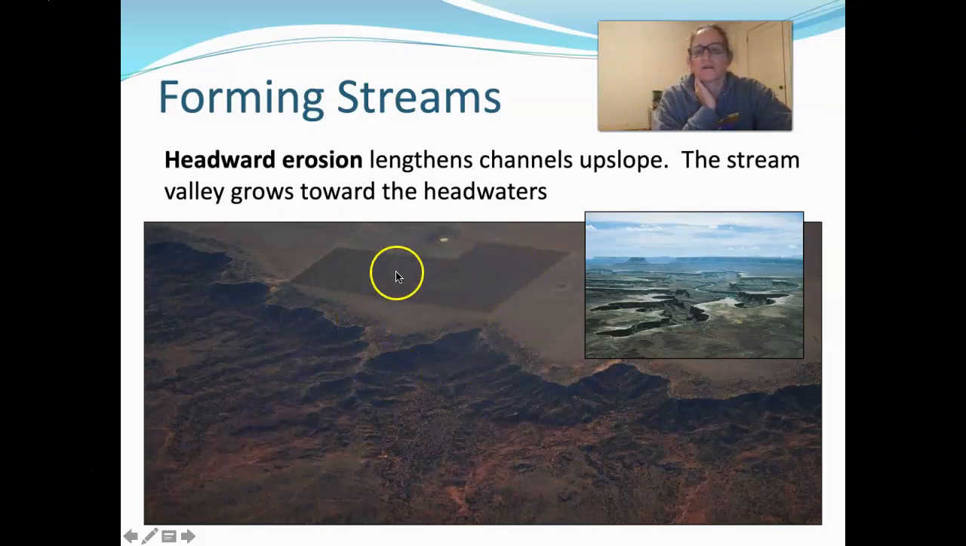So each of these little valleys has headward erosion up into like this plateau. That would be kind of what it looks like around the Blue Ridge Mountains. In this image on the right, this is a desert area, and the same thing is happening in these canyons, like this point right here, right here, right here. That is headward erosion. So it's eroding upstream.